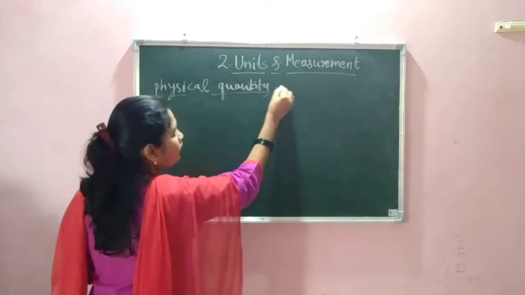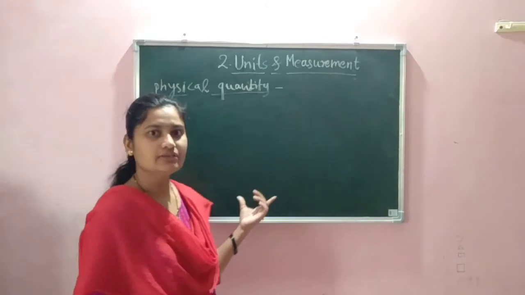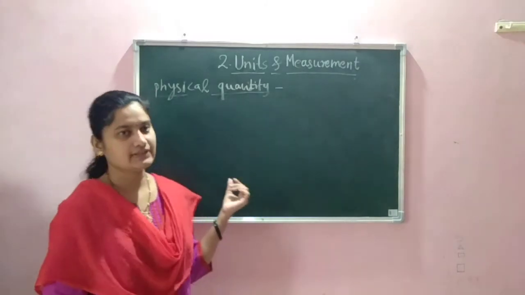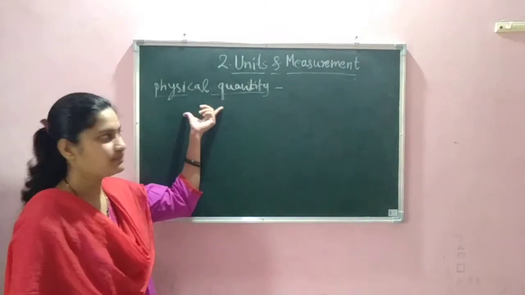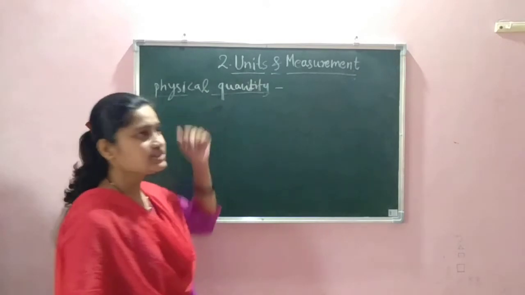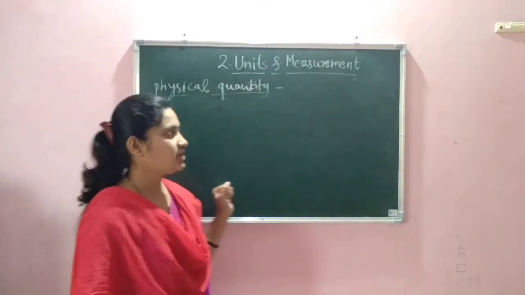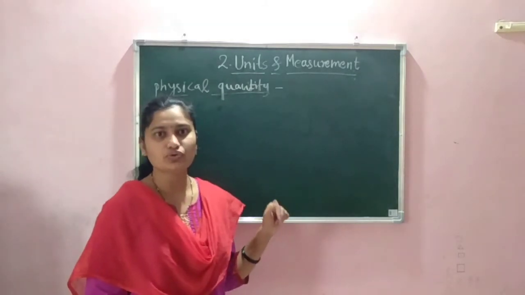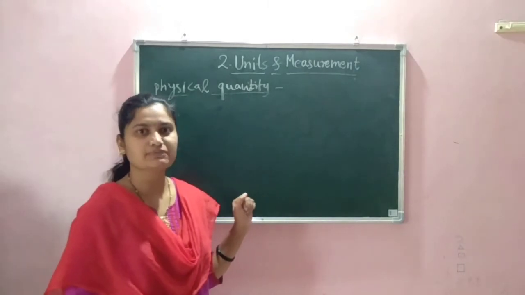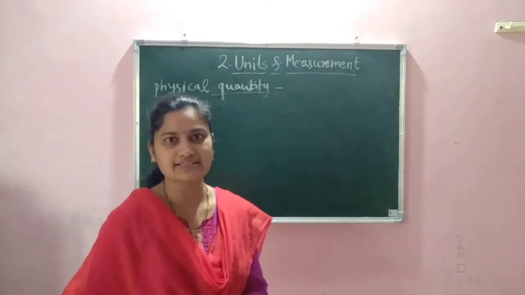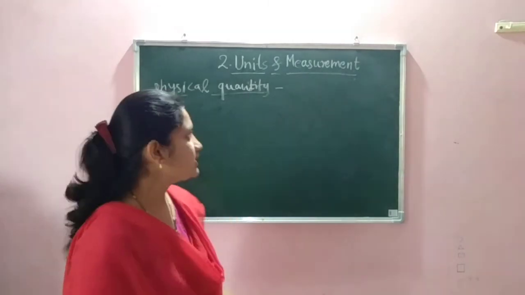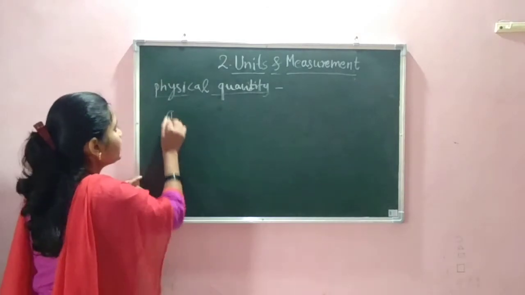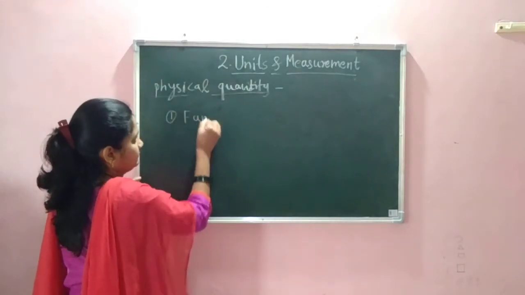The quantity which we can measure in terms of laws of physics, these quantities are known as physical quantities. Next, a physical quantity can be divided into two types: the first is fundamental quantity and the second is derived quantity. So let us understand what a fundamental quantity is.